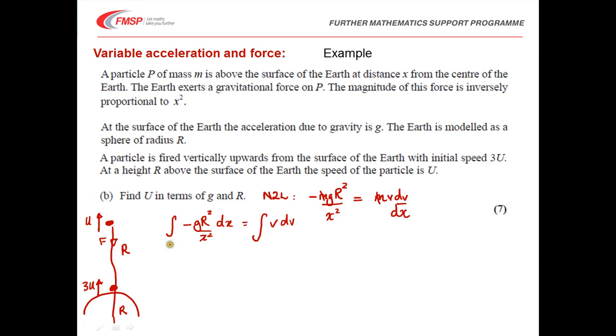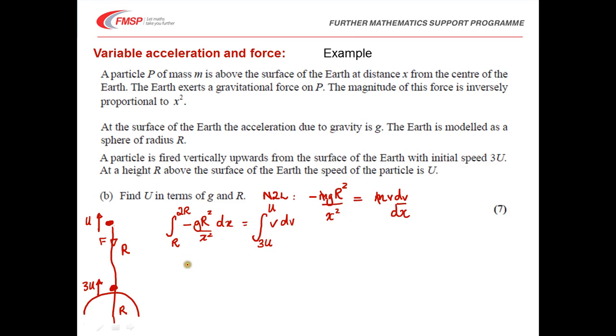It's fired from the surface of the Earth, so that's where x equals r with speed 3u, so I'm going to match those limits under here. Then when it reaches a distance of 2r above the centre of the Earth, so r above Earth's surface is 2r above Earth's centre, when it reaches that point, it's got velocity u, so we match those limits across here. As I say, nothing wrong with doing this by constant integration if you prefer.